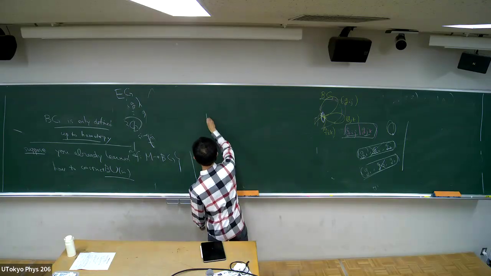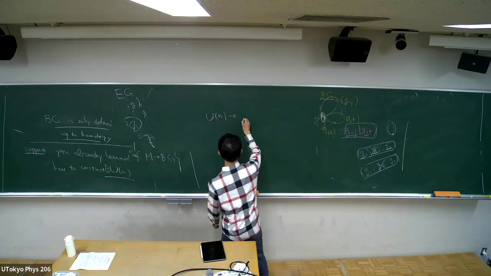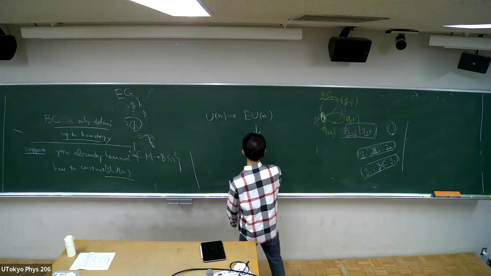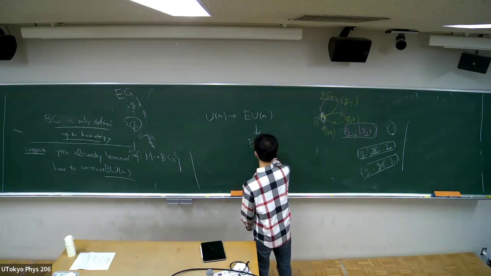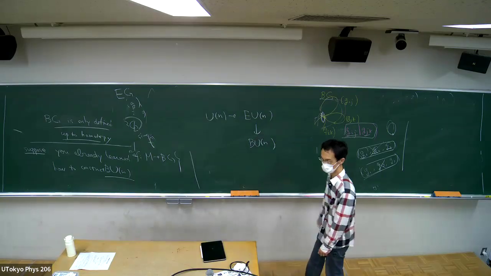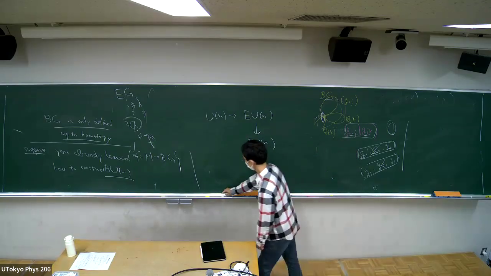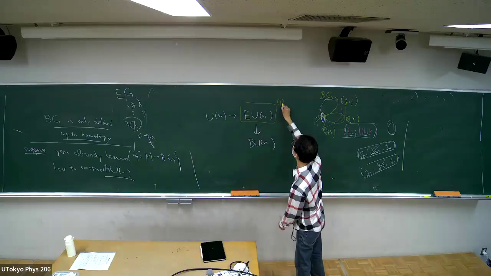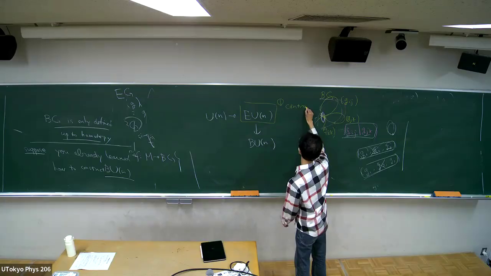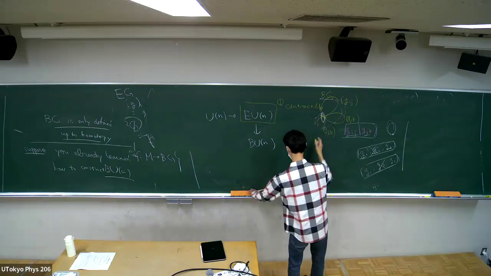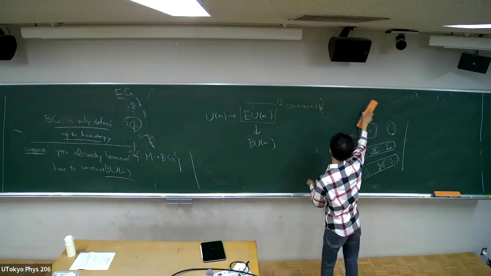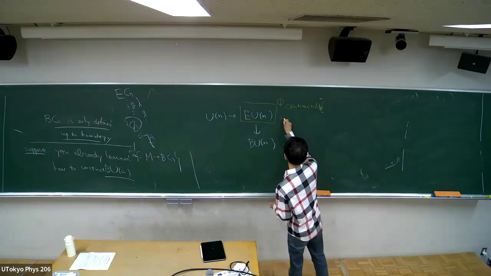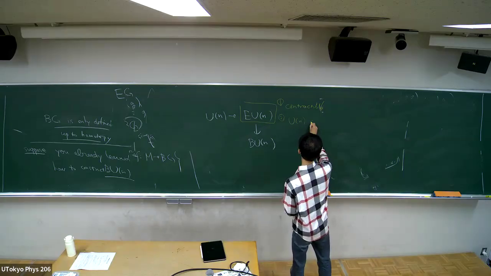Then you have a bundle, UN bundle over BUN, of this form, right? Then this space is contractible. And then UN action is free.